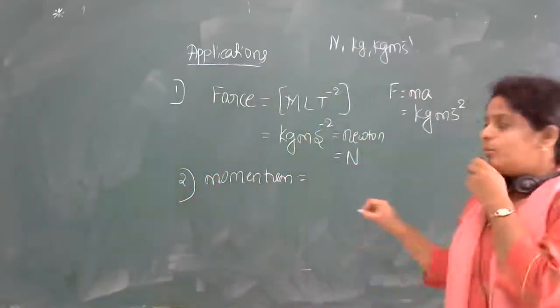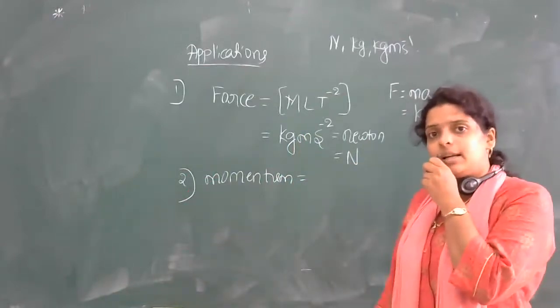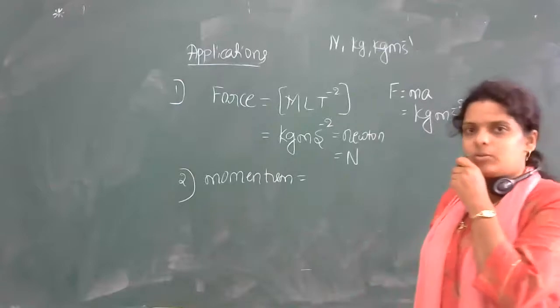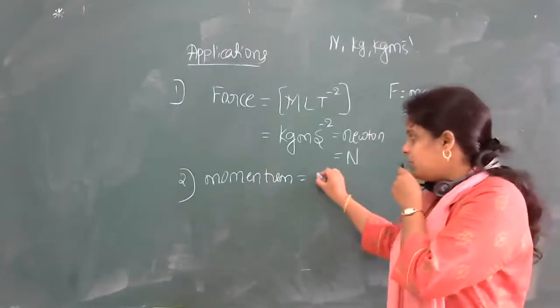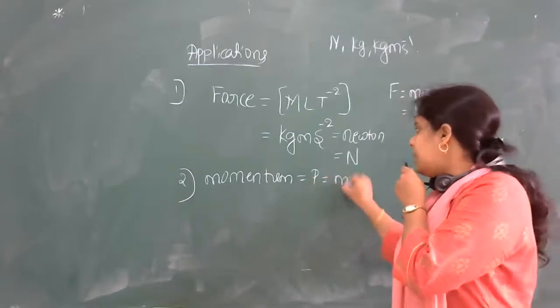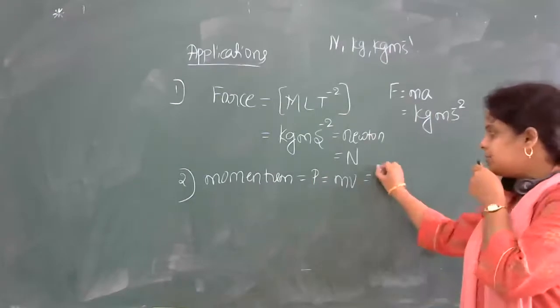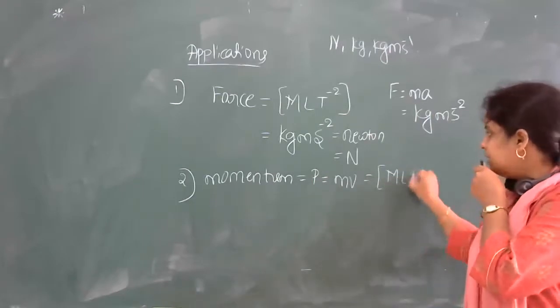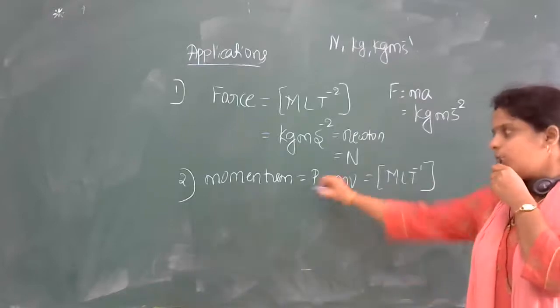Okay. So what is the dimensional formula for momentum? You need to calculate the dimension formula, or else directly you can write. Momentum P is equal to mass into velocity. What is the dimension formula here? M L T raised to minus 1. This is your dimension formula for momentum.